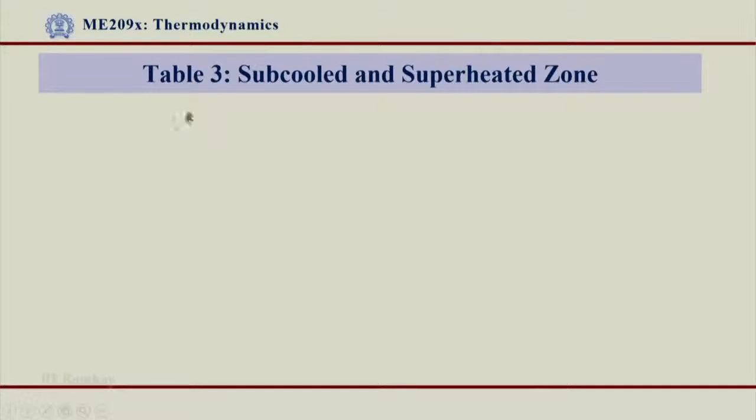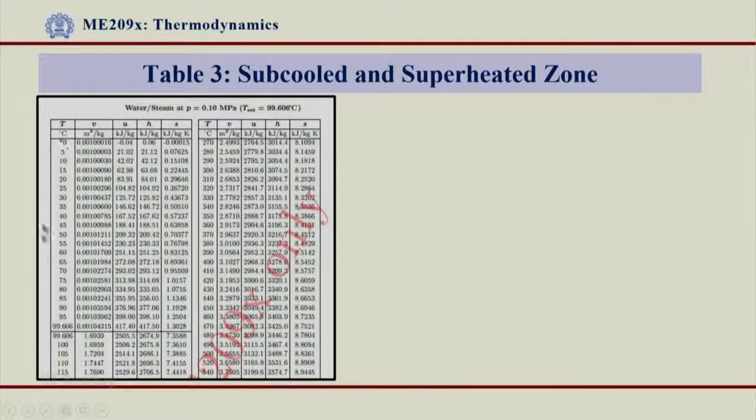So, welcome back. Now, let us see table 3 actually, and let us look at the properties that table 3 gives. Table 3 covers the subcooled and superheated zone, and this is how it looks, which is what we had seen earlier when we browsed through the steam table. What you can see from here are different things, and let us go one by one through all of them and try to understand what they represent.